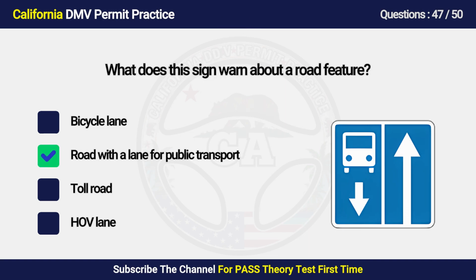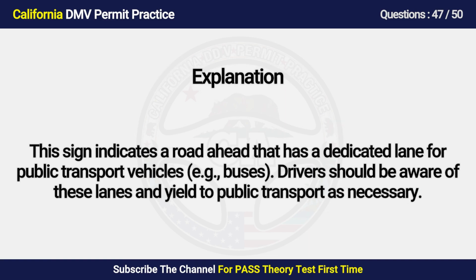Answer is B. Road with a lane for public transport. This sign indicates a road ahead that has a dedicated lane for public transport vehicles, e.g., buses. Drivers should be aware of these lanes and yield to public transport as necessary.